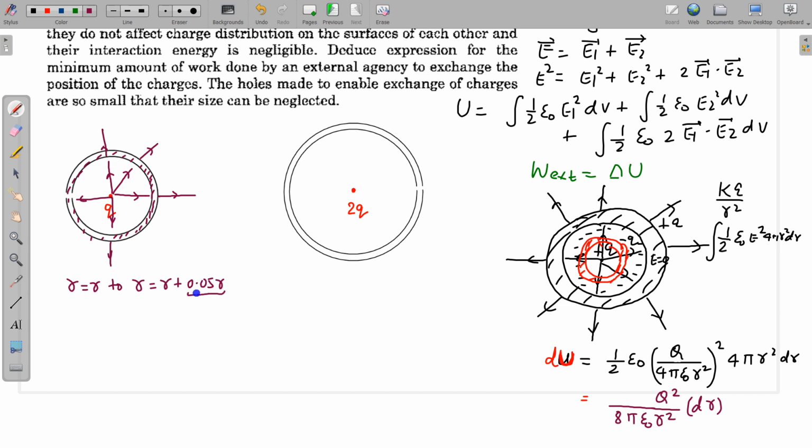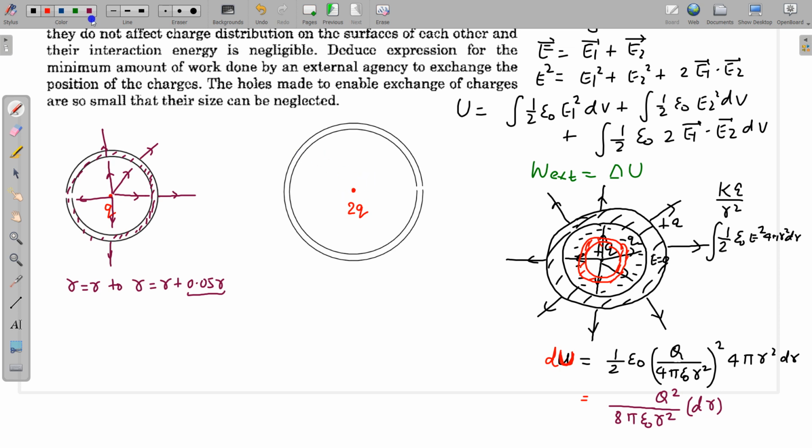So this is dr type of thickness, and if we want to find the energy stored in this kind of thickness, then we don't have to do the integration because the thickness is very very small. So we just multiply the volume. In this very small volume, we can say that the electric field is nearly constant. So this is r is equal to r to r plus 0.05 r. In this particular region there is no energy stored.